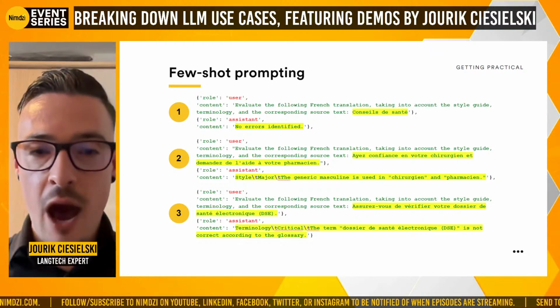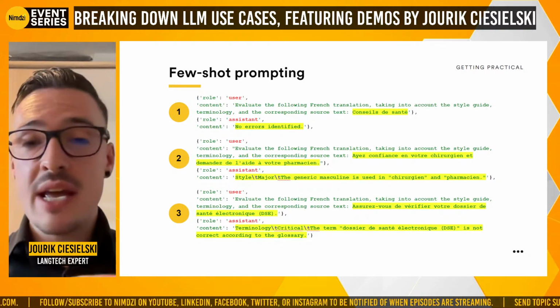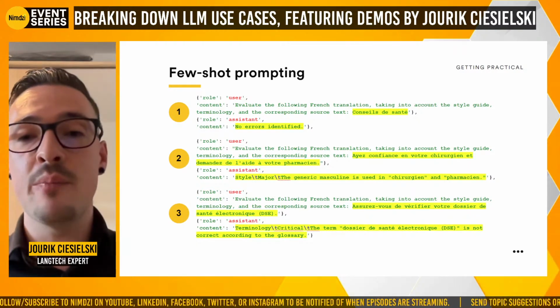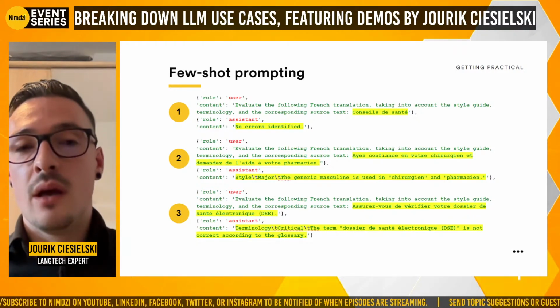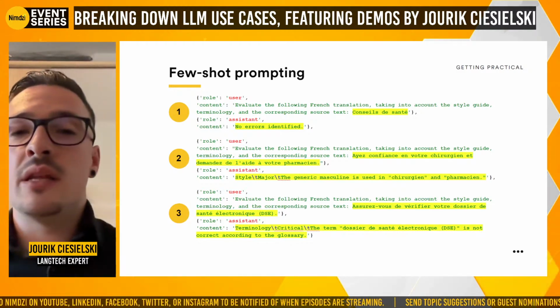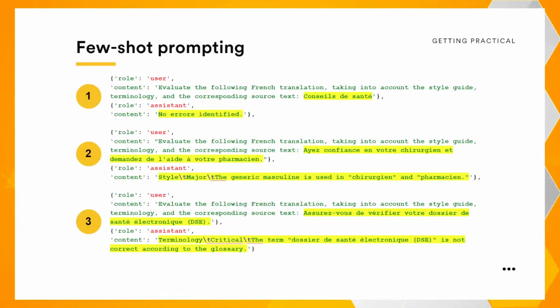It also indicates what output format the model needs to give. Even though you define it as a formal instruction, the model will move away from it. So examples are very, very critical. Evaluate the following French translation, taking into account the style guide, the terminology, and the corresponding source text. Conseil de santé, no errors identified. Ayez confiance en votre chirurgien et demandez de l'aide à votre pharmacien. Style, tab, major, tab. The generic masculine is used in chirurgien and pharmacien, which is not okay in accordance with our style guide, for example.